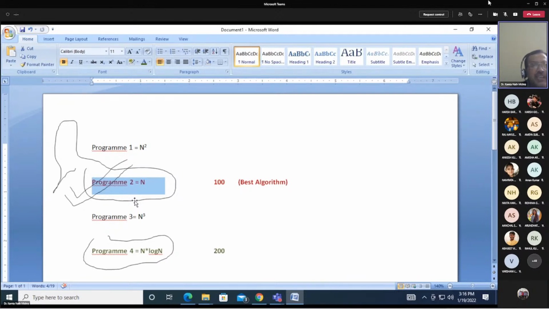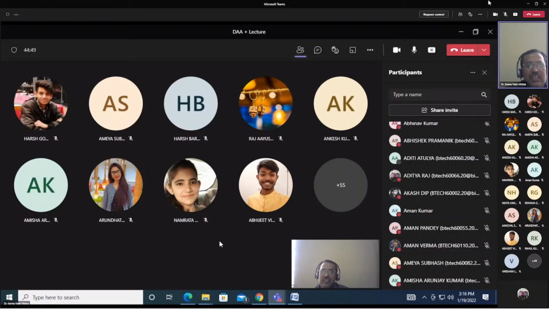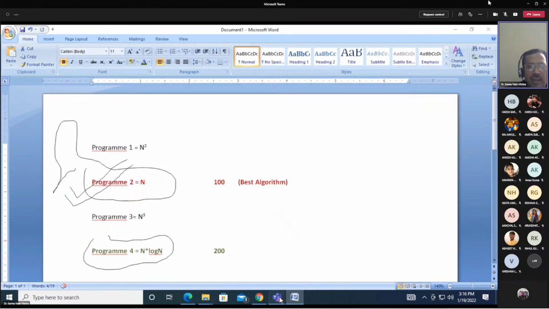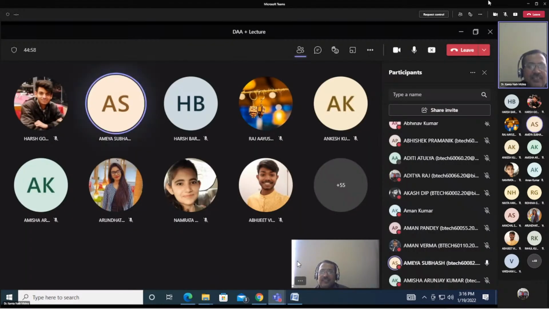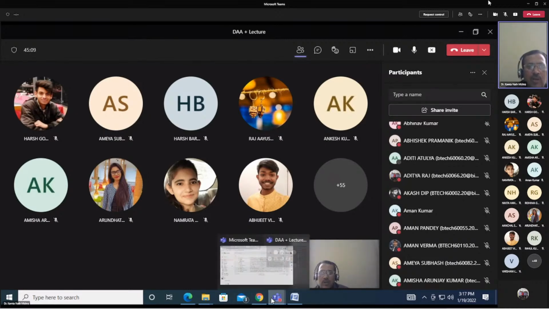Means from n equal to 10 to n equal to infinity, for all of these values, program 2 is taking the minimum time. This is why you will say that program 2 is the best algorithm. Now is it clear, Amya? Yes, sir. Your question was a good one. Later you will see some mathematical computations on the basis of whatever we discussed just now.